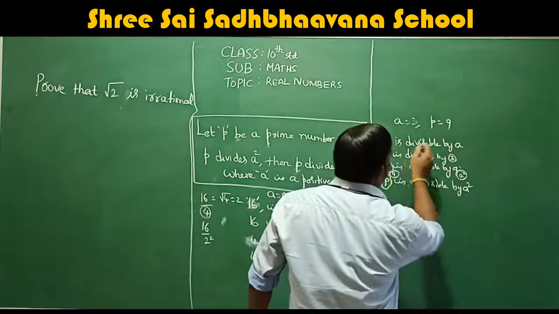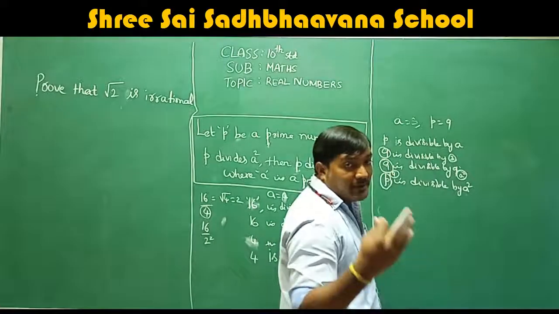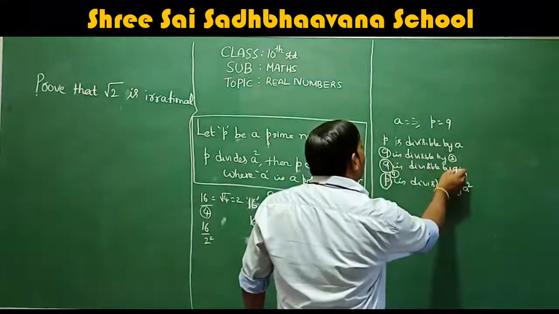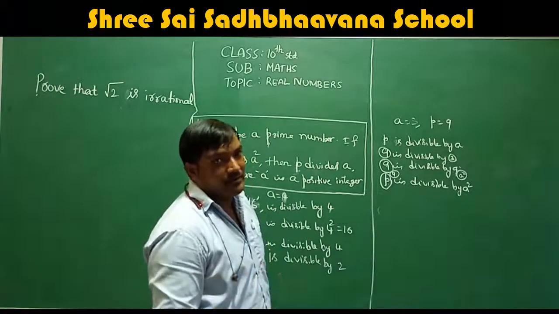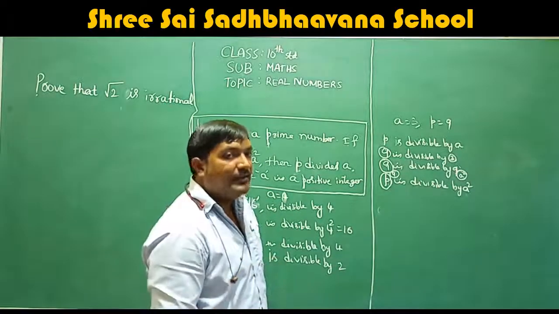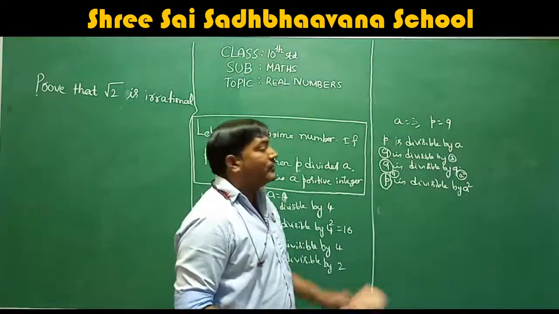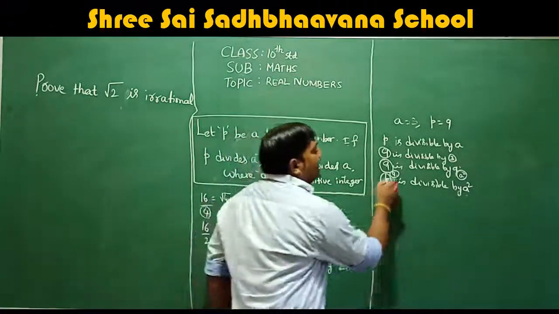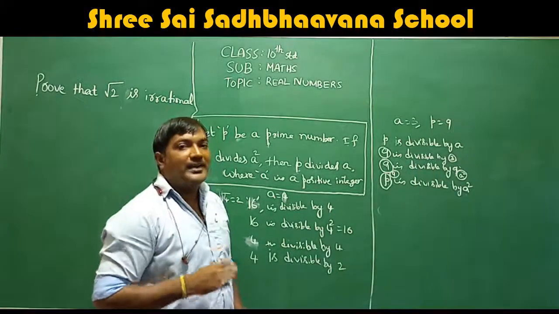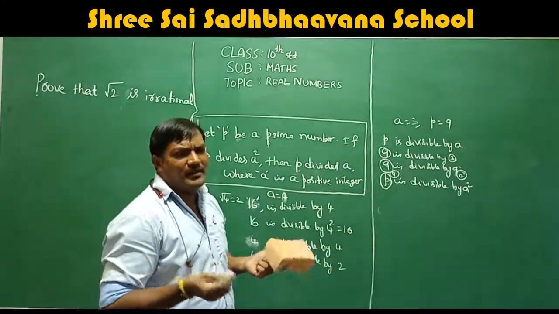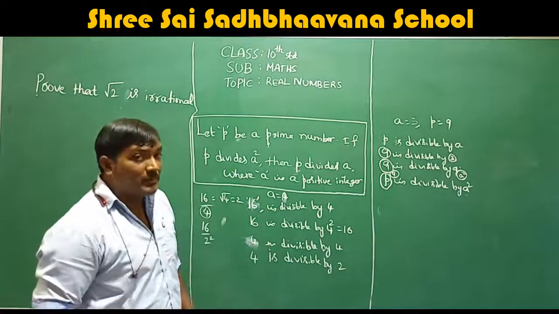Fine. 9 is divisible by 9, obviously, everybody knows. And if 9 is divisible by 9, 9 is also divisible by 3. So in general what we can say is, if p is divisible by a square, p is also divisible by a, correct? Here we have taken a square, but it may be anything. For example, I take 3 square. So p is divisible by 3 square.